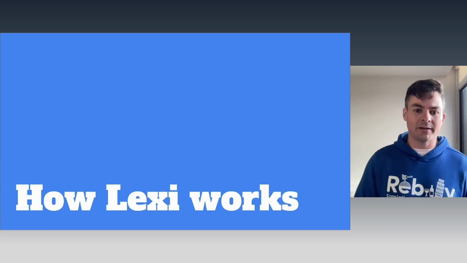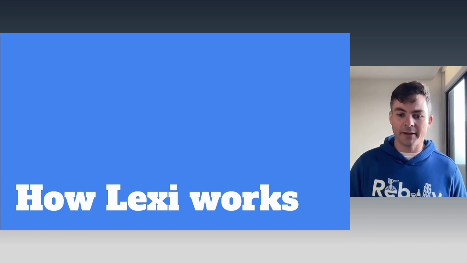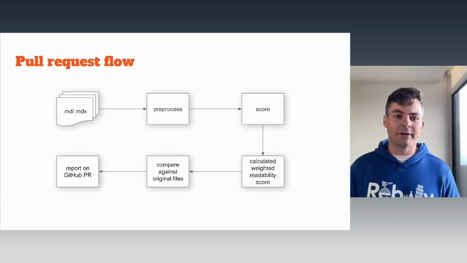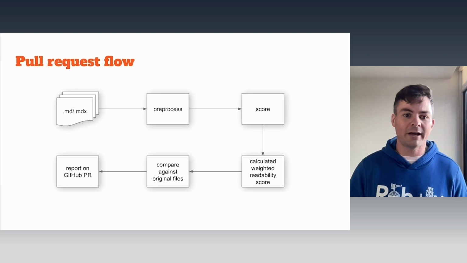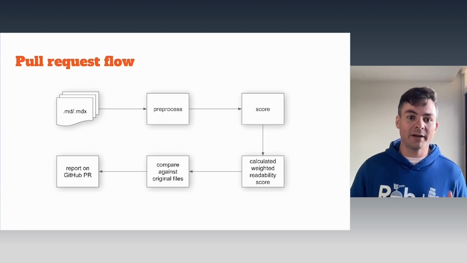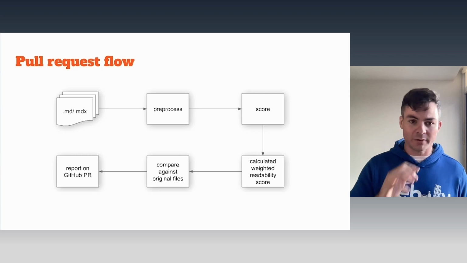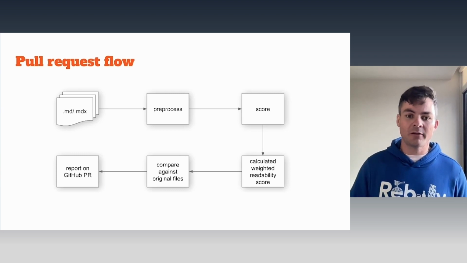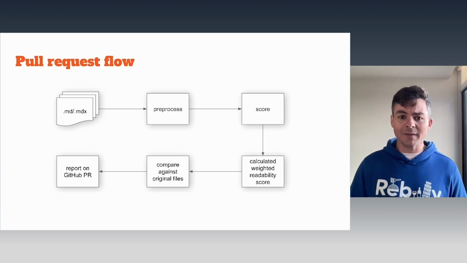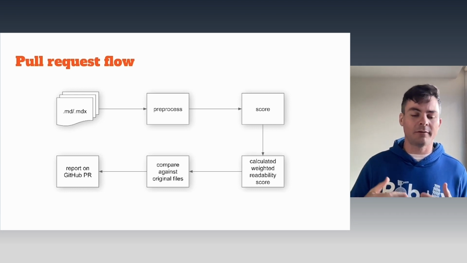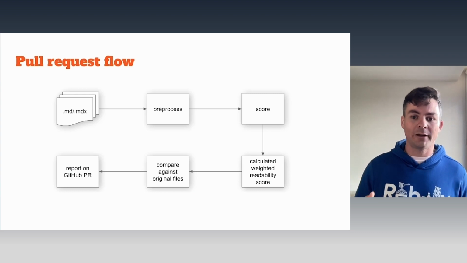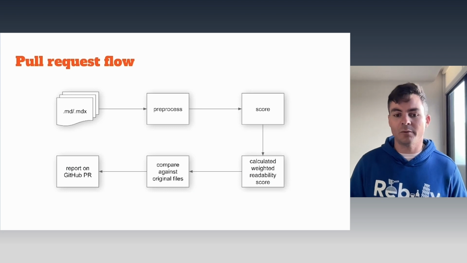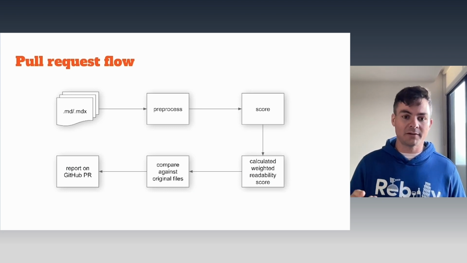So now that we have this combined score, I'll talk a bit about how the GitHub action itself works. Here's a really simple flow diagram showing what happens when you run Lexi on a pull request. First of all, we take a bunch of the markdown files from your repository, then we run a bit of pre-processing on them, which I'll talk about next. And then we send them to the scoring system using the 5 different scores that we talked about earlier. After that, we calculate the final weighted readability score, which is based on the 5 previous scores.